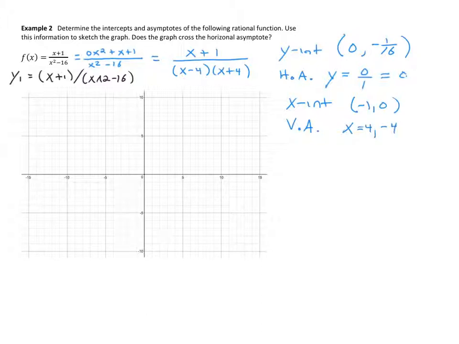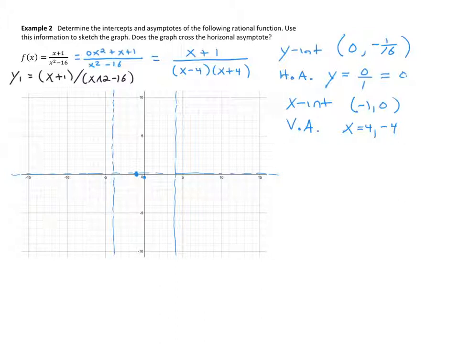So I'm going to plot all of these on the xy axis that we have here. Starting with the vertical asymptotes, there are two of them. One is at negative 4, the other is at positive 4. The horizontal asymptote is y equals 0. The only x-intercept is at (negative 1, 0). And the y-intercept is (0, negative 1/16), so I'll put it right there.